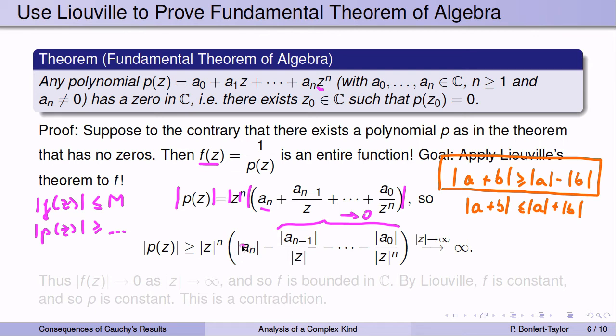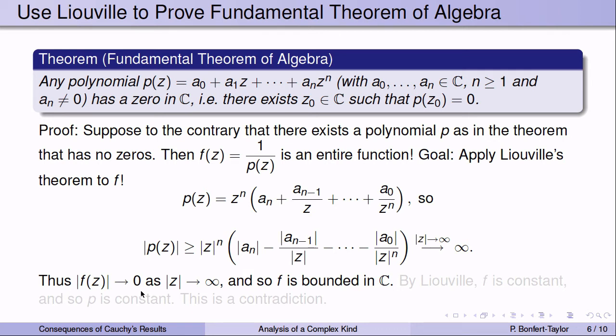A_n is some fixed number as well, and then we're multiplying that fixed number with this larger and larger term. So altogether that goes to infinity as z goes to infinity. So p of z just gets larger and larger, and therefore f of z goes to 0 as z goes to infinity. Well, f of z going to 0 as z goes to infinity means it's going to be rather small as long as z is large enough.